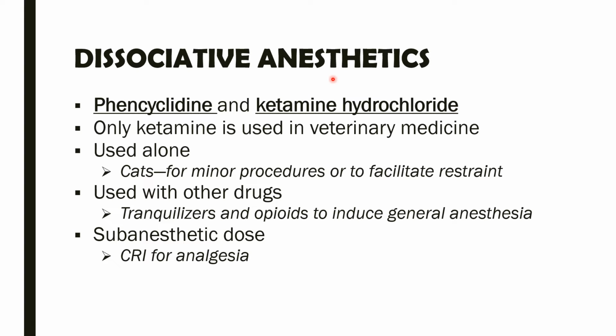It is classified as a controlled substance, meaning that it has a potential for abuse. Specifically, it is a Schedule 3 drug. It is used most often in cats than in any other species. And for cats, it is used specifically for minor procedures or to facilitate restraint. It can also be combined with other drugs. So we can combine that with tranquilizers as a pre-med, and of course, we also have the opioids to induce general anesthesia. In sub-anesthetic dose, it can be administered via continuous rate infusion for its analgesic property.